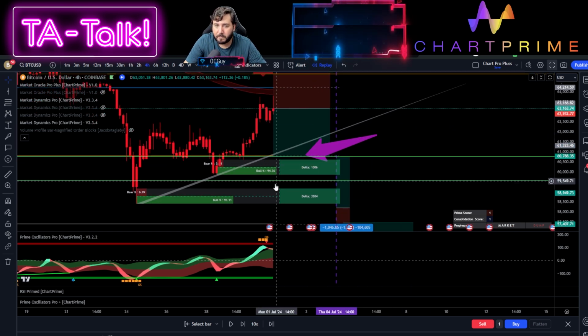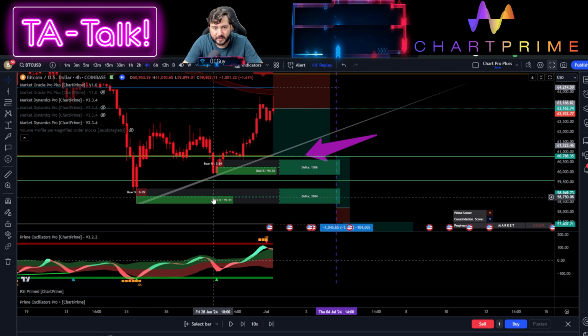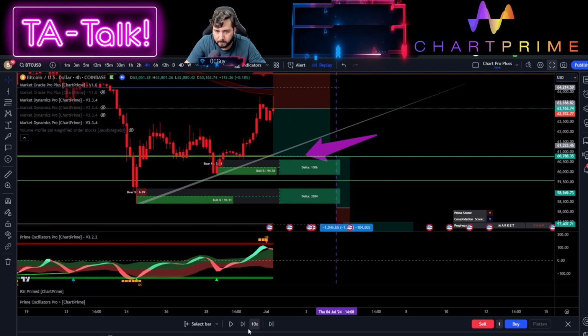Another thing, remember, my next possible support is going to be right here. And finally, trailing stop and also TP number 3 right down here. Let's see how that one plays out.